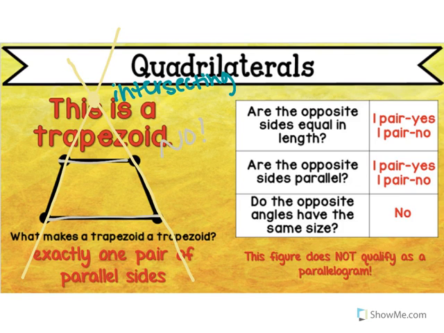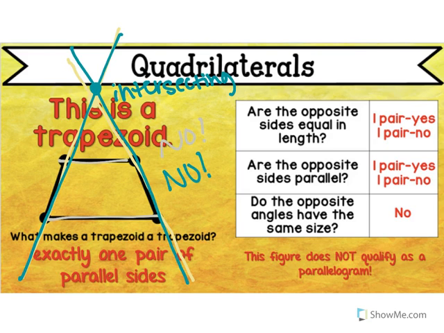And I'll make this darker too so you can see it. There. And there. So they're intersecting right there. So that makes it not a parallelogram. So it is not a parallelogram. But it's still a quadrilateral because it has 4 sides.